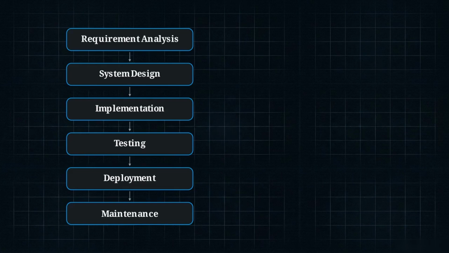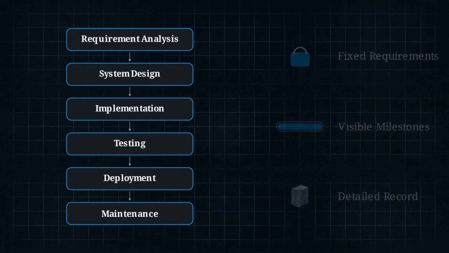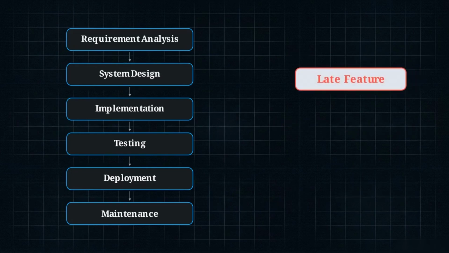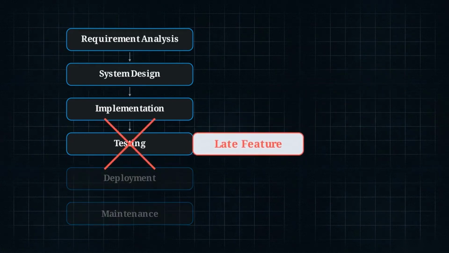This structure provides specific operational strengths. Because the requirements are fixed early, the phases are clear to manage, milestones are highly visible, and the heavy emphasis on documentation creates a detailed record of the software. However, that same rigidity creates a fatal flaw. If a client attempts to change a core requirement late in the process, like adding a new feature during the testing phase, the entire downward structure gets blocked.